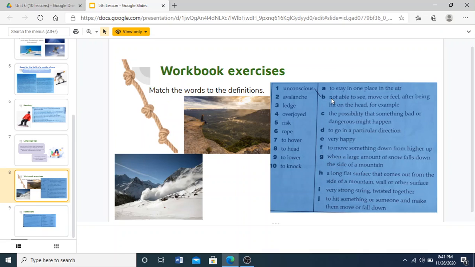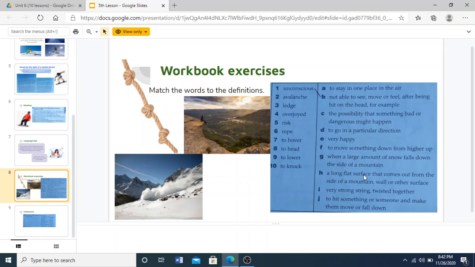Let's read the meaning. A, to stay in one place in the air. B, not able to see, move, or feel after being hit on the head, for example. And that is the meaning of unconscious. So that one has been done. You have nine more to go. C, the possibility that something bad or dangerous might happen. D, to go in a particular direction. E, very happy. F, to move something down from higher up. G, when a large amount of snow falls down the side of a mountain.